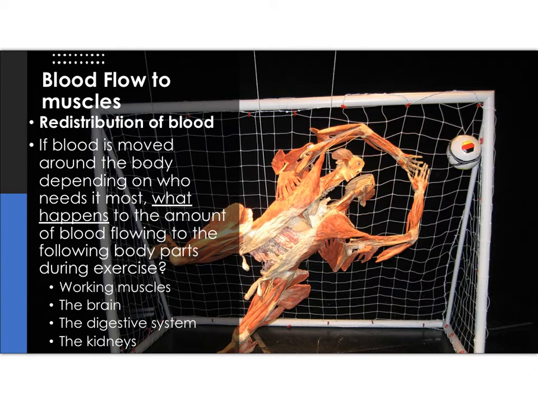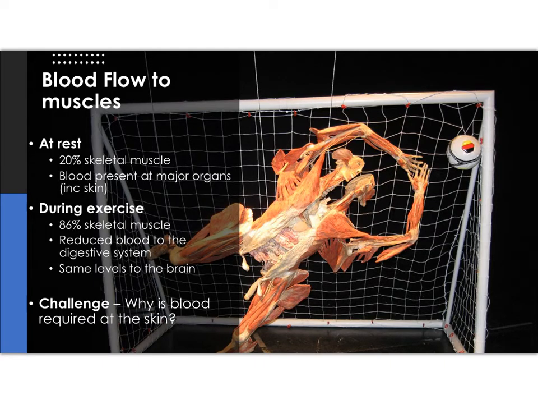The digestive system, the amount of blood will reduce to the digestive system because it's not critical. So therefore it will be redistributed to the working muscles, and the kidneys, there is some reduction, but it is a major organ.